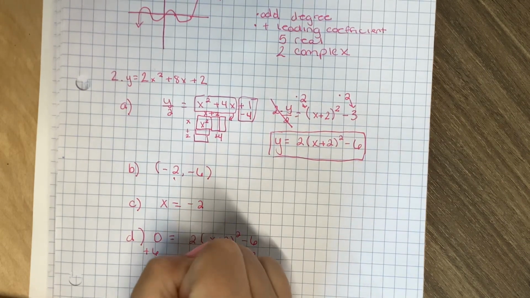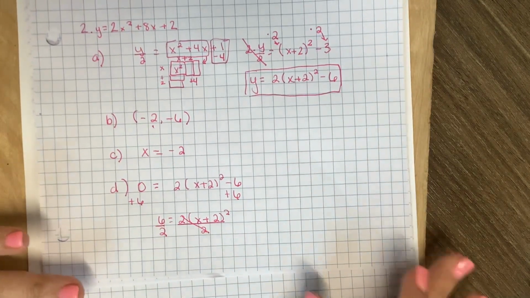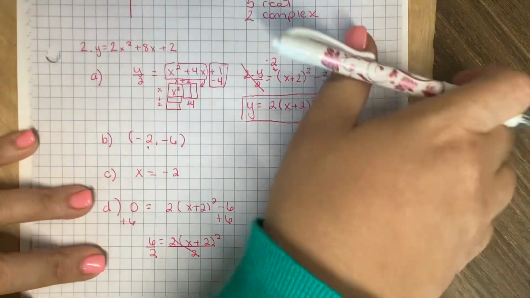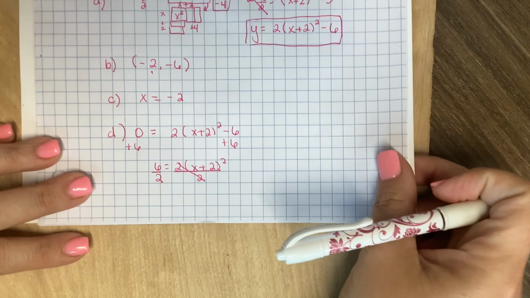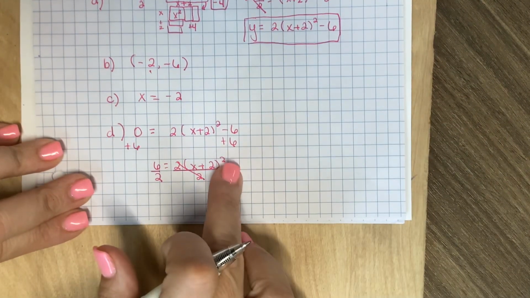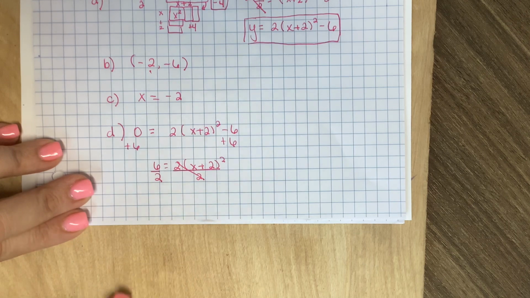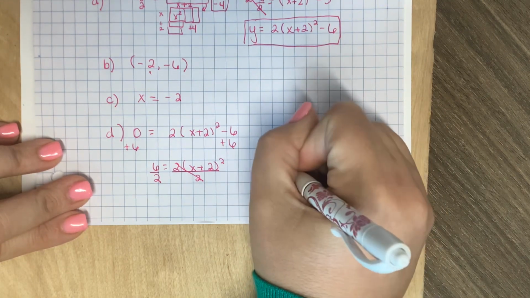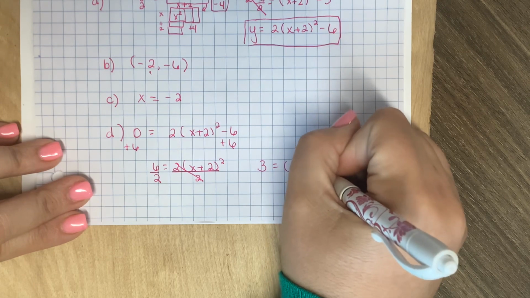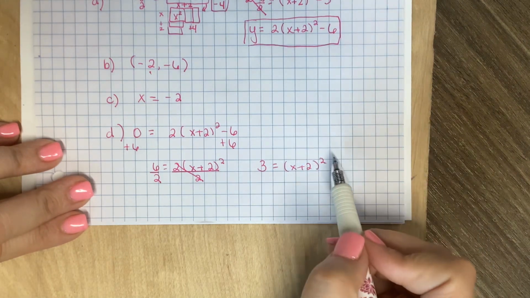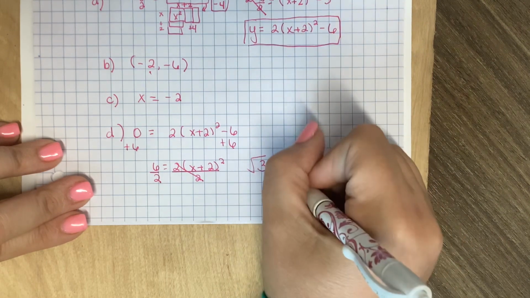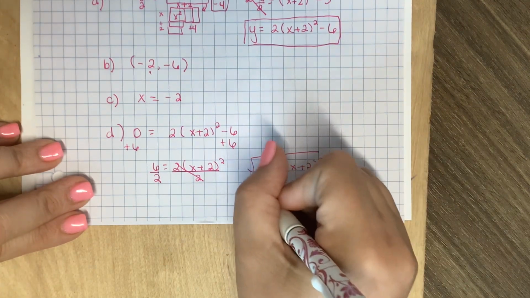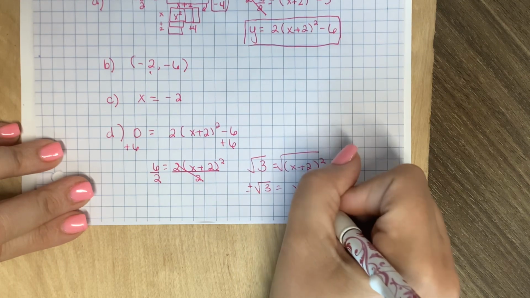We're just working PEMDAS backwards in case you guys are like, what are you doing, Ms. Warrenson? Working PEMDAS backwards. Remember, when we use the order of operations forward, you're simplifying an expression. When you're solving for a variable, you're working PEMDAS backwards, or order of operations backwards. And so we're simplifying that down. We have 3 equals x plus 2 squared. To get rid of this squared, all I have to do is square root both sides. So I have plus or minus the square root of 3 equals x plus 2.